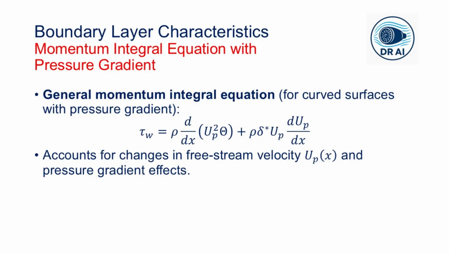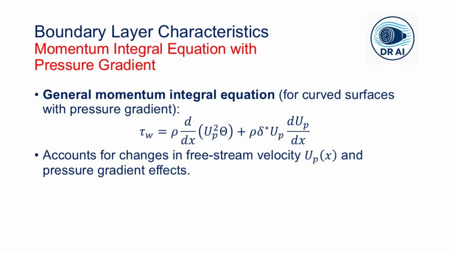So for a flat plate, U_f(x) is constant, so dU/dx equals 0, and this reduces to our earlier equation, which is tau_w equals rho U squared d theta over dx. So this general equation allows us to analyze the boundary layers on arbitrary curved surfaces using the free stream velocity distribution from inviscid flow theory. While the details are beyond our scope, the concept is crucial. Pressure gradient fundamentally alters the boundary layer behavior and determines whether separation occurs.